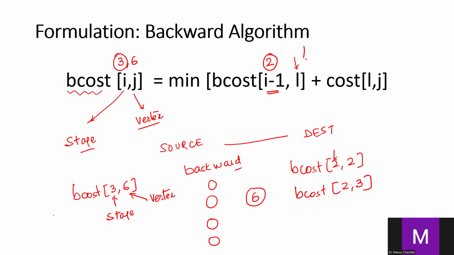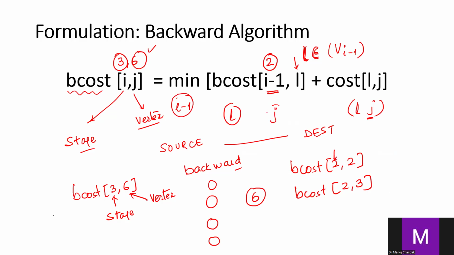What is L? L represents the set of vertices which belong to stage I minus 1, such that there is connectivity between L and J. What is J? J is the vertex which we want to reach. Hence, we must reach a vertex L which is at stage I minus 1 and which has connectivity to vertex J. Is it clear?